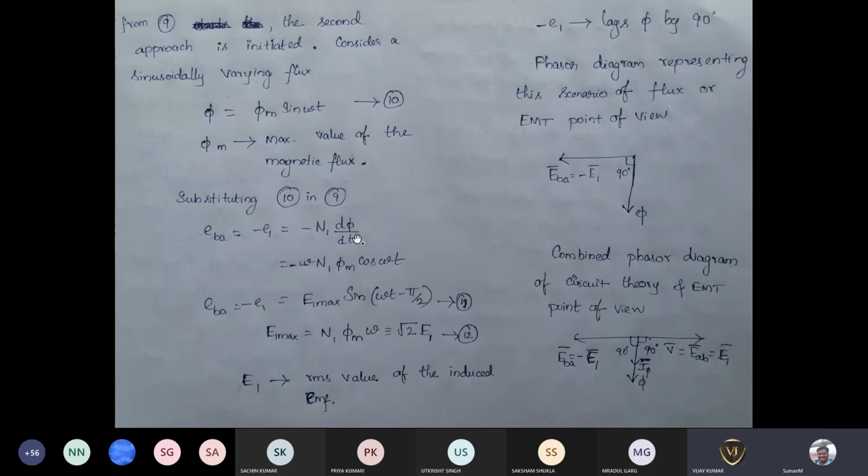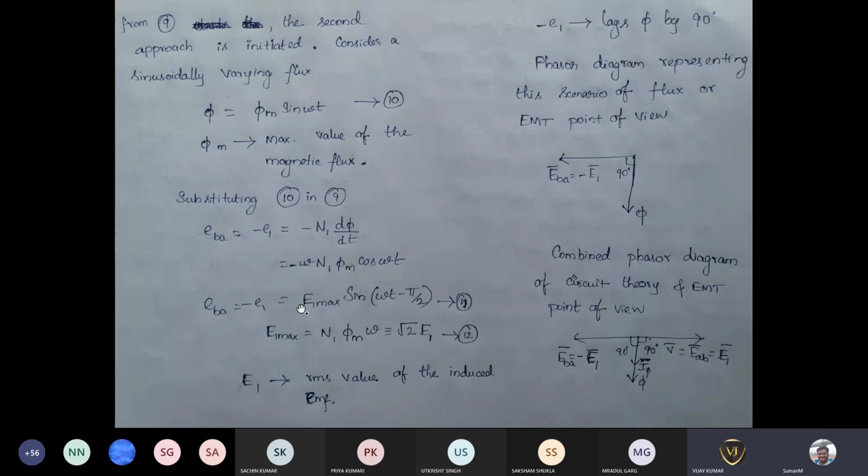When you are differentiating this with respect to t, sin ωt differentiates as ω cos ωt. That is what is written here, ω cos ωt. The remaining terms appear as they are. Now EBA is equal to minus E1, that is equal to E1 sin(ωt − π/2). This cos ωt is written in terms of sin ωt. So when you write it in terms of sin ωt, we get this equation. This we have already seen in yesterday's class. Then this ω, N1, φm, these three terms together can be considered as E1.